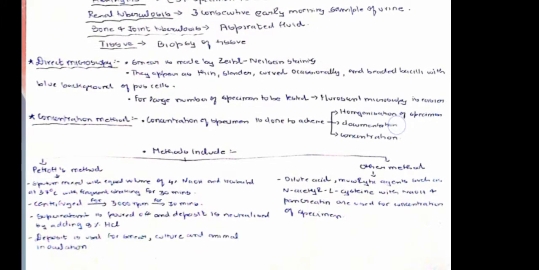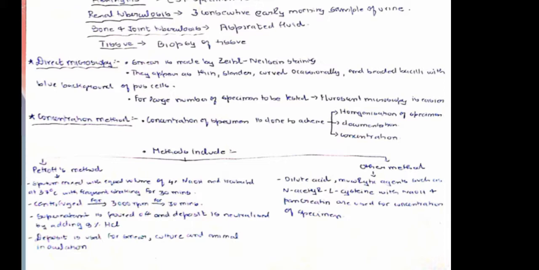Coming to the concentration method, to see the organism appropriately, some concentration methods are required. The concentration can be done by homogenization of the specimen, decontamination, and concentration. Some methods include the Petroff method and other methods. In the Petroff method, sputum is mixed with an equal volume of 4% NaOH and incubated at 37 degrees Celsius with frequent shaking for 30 minutes.